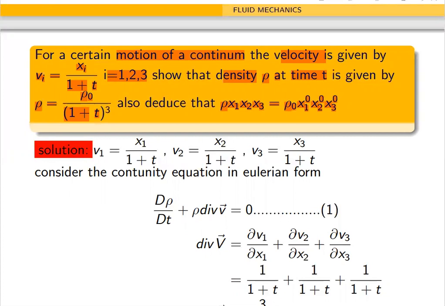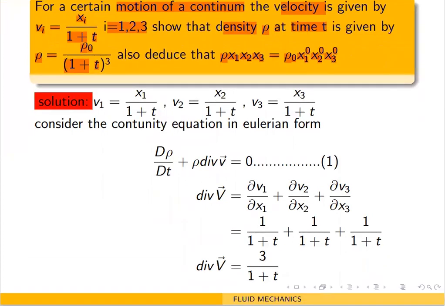Okay, so now let us write down what they have given. They have given the velocity, v_i equal to x_i by (1 plus t). So v1 is x1 by (1 plus t), v2 is x2 by (1 plus t), and v3 is x3 by (1 plus t). Let us consider the continuity equation in Eulerian form. This E has to be a capital letter. So what is the Eulerian form of the continuity equation? We have this equation 1.